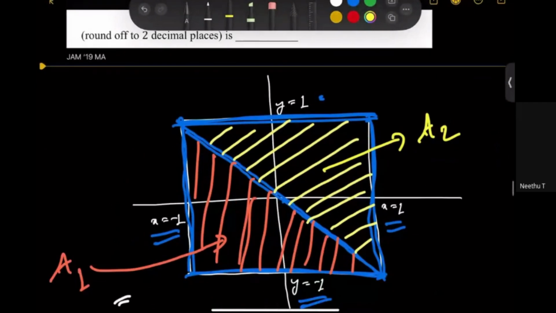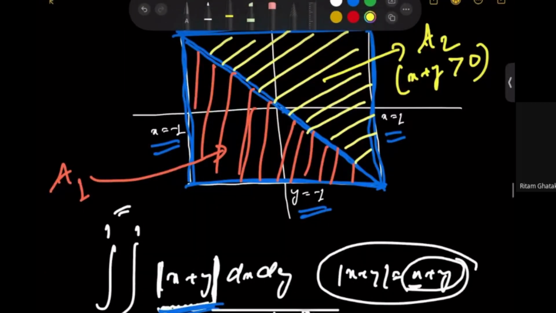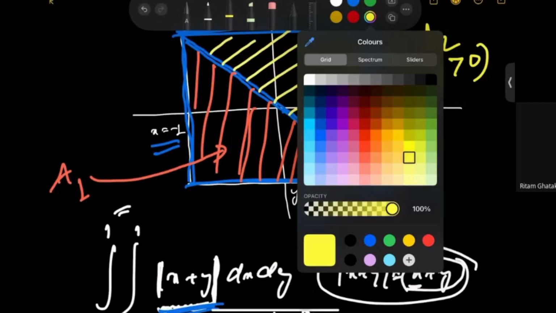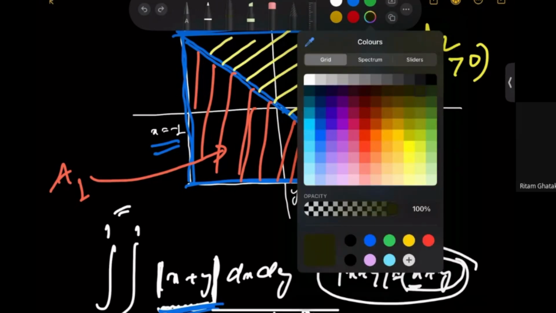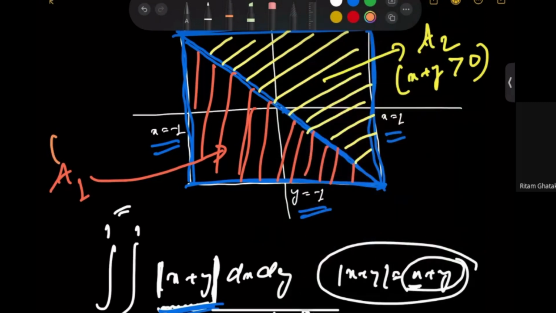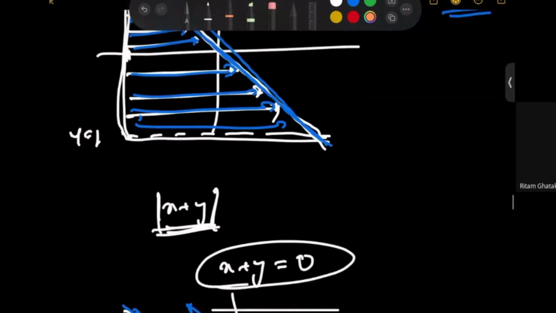So in this region A2, what is x plus y? Will it be positive or negative in the region A2? So it will be positive. Exactly. And in A1, what will it be? It will be negative. x plus y will be negative in A1. So, yeah, that is how we take care of this integral.